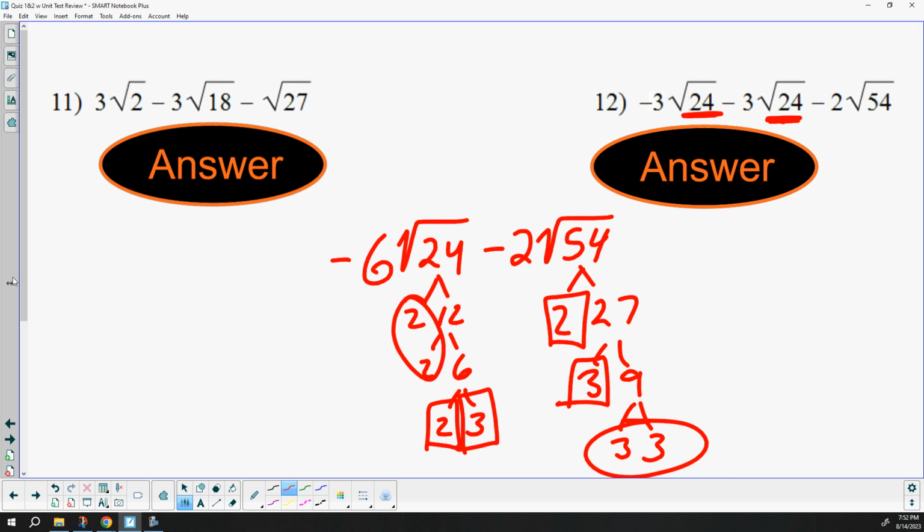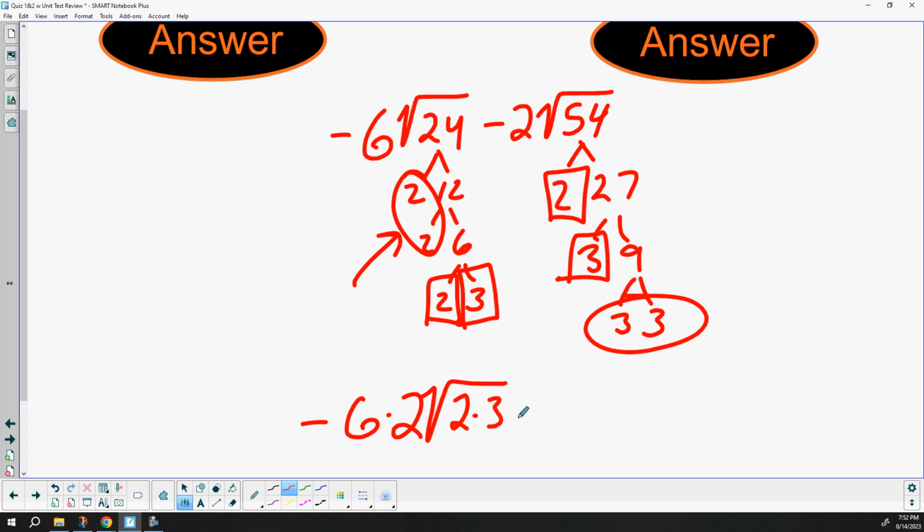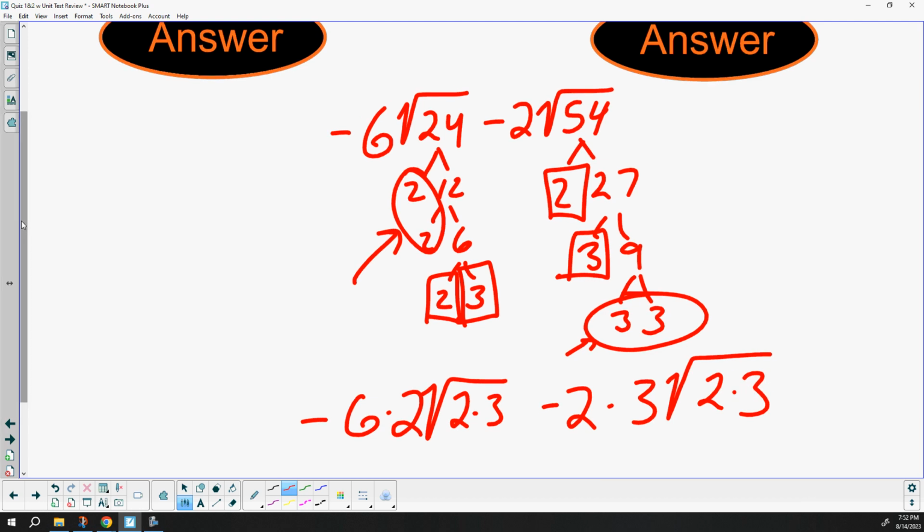Let me scroll down. 2, negative 6 already on the outside, times a 2 that we move out. And then a 2 and a 3 left over. Over here we have a negative 2, a 3 is moving out, a 2, and a 3 left over. Multiply it, negative 6 times 2.